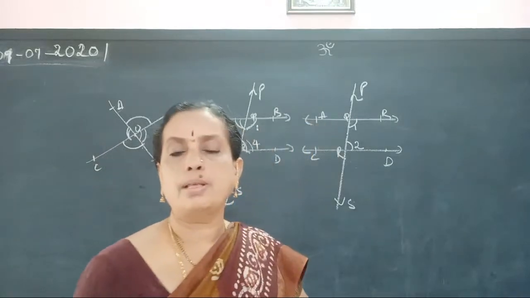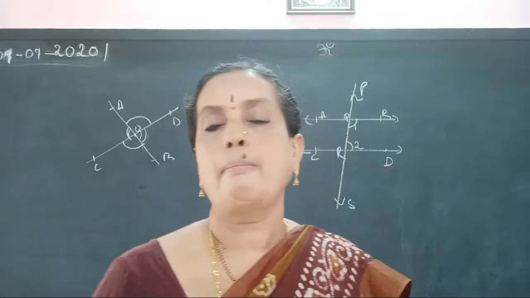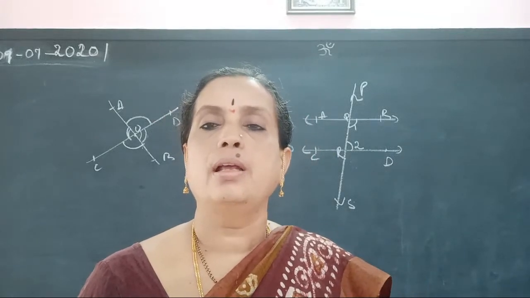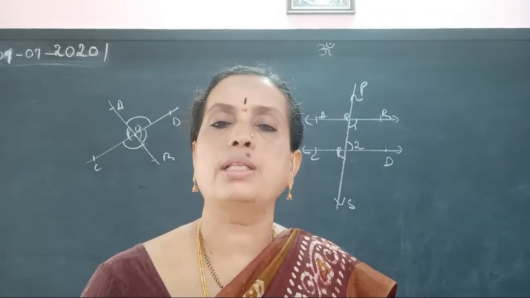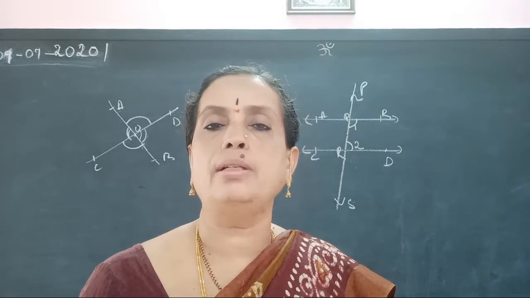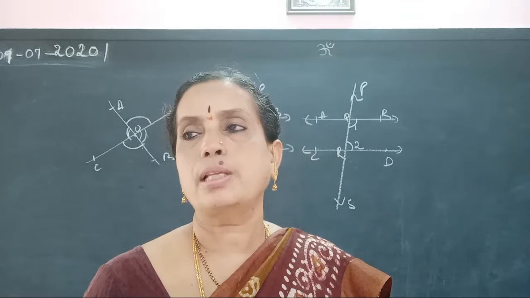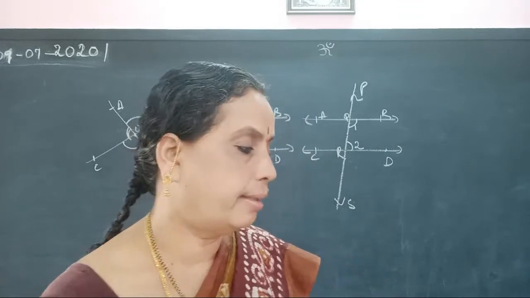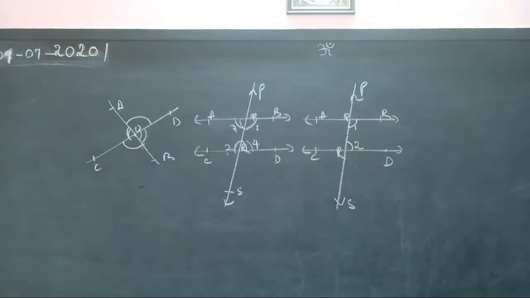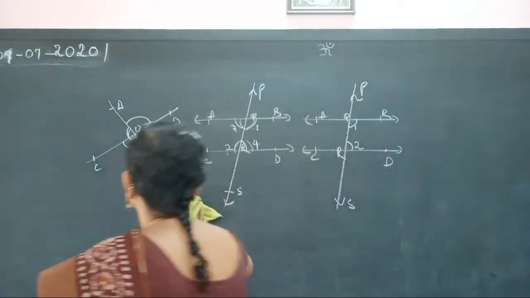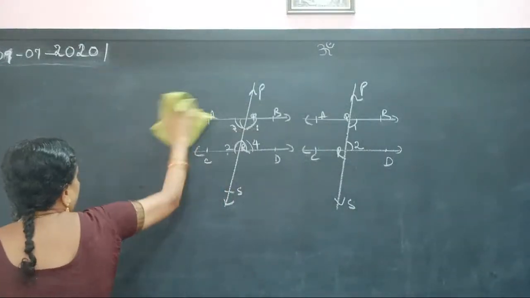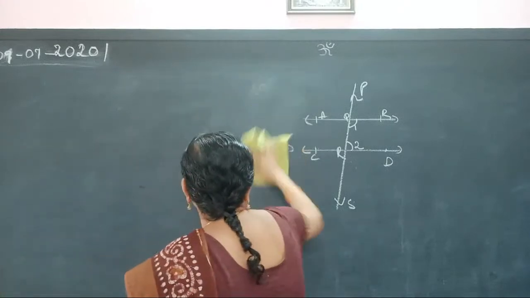One more theorem is there regarding this parallel line, that is, lines parallel to the same line are parallel to each other. That is regarding theorem 6.6. Write the heading as theorem 6.6. Then take the statement. So far I just recalled this geometry portion.